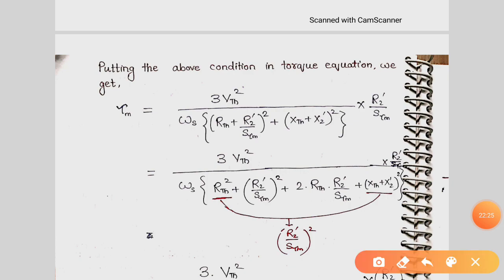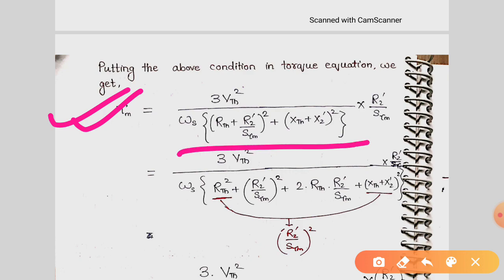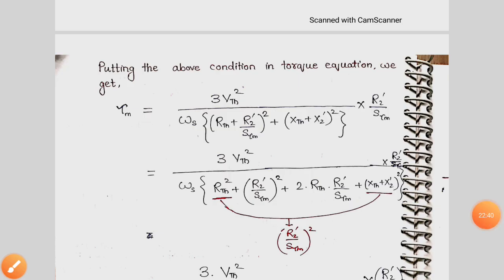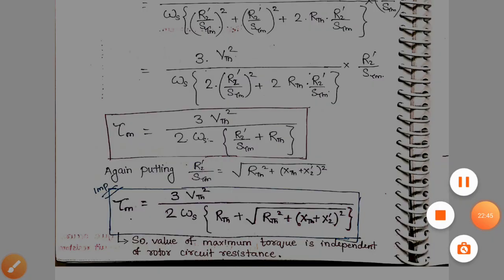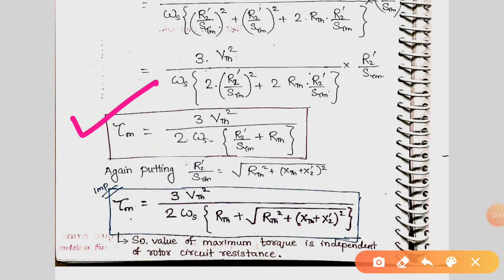Now let's obtain the value of maximum torque. We have found the condition. Now let's put that condition in and get the maximum torque. So putting the value here and simplifying the equation, we get the condition for maximum torque as τm is 3 VTH² upon 2 ωs times (R2'/S_τm + RTH), or putting R2' upon S_τm as the square root of (RTH² + (XTH + X2')²).